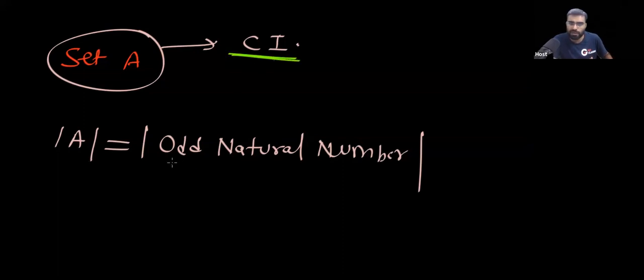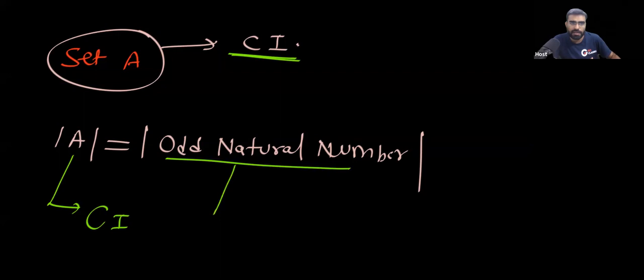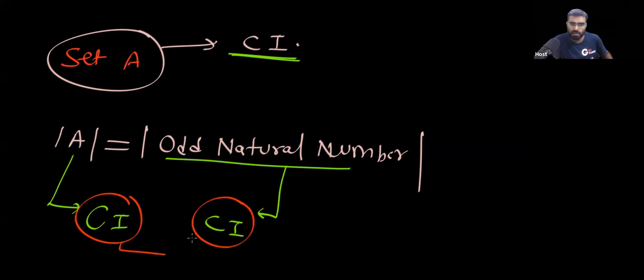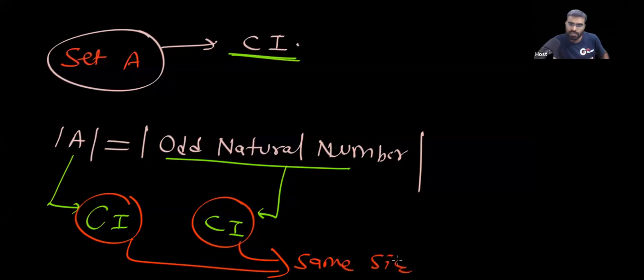This is also countable infinite. Both are countable infinite. And countable infinite sets, they have the same size. Yes or no? Countable infinite sets, they always have the same size. You already know this. So tell me one thing.